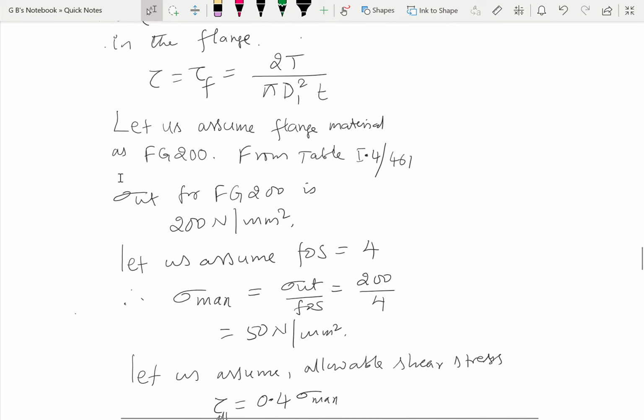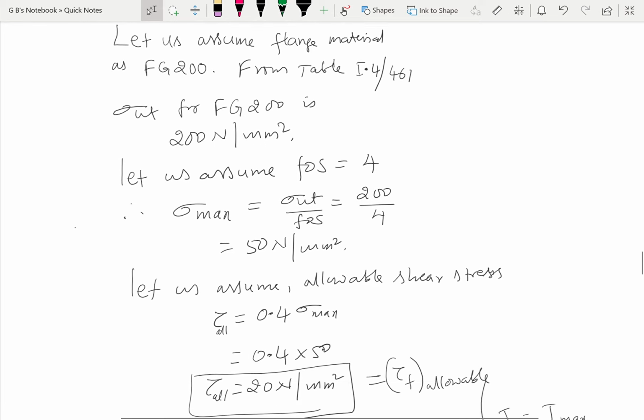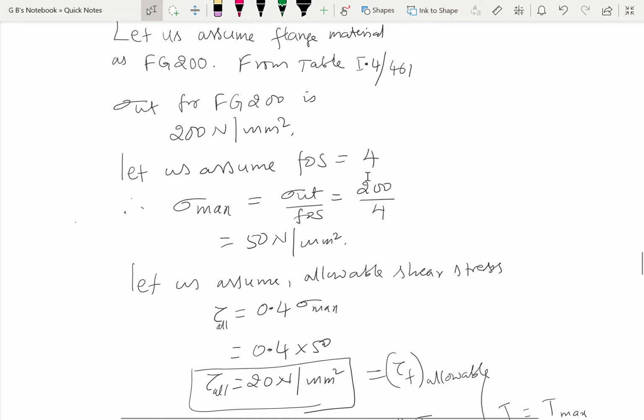Let us assume flange material as FG200 from table I.4, page 461. Ultimate tensile strength for FG200 is 200 Newton per millimeter squared. So FG300 means 300 is the ultimate tensile strength of the material. The number indicates its ultimate tensile strength. Let us assume factor of safety is 4 because it's a brittle material. Taking a larger value of factor of safety is better. So we obtain maximum stress as 50 Newton per millimeter squared.